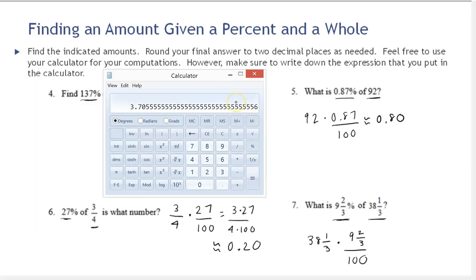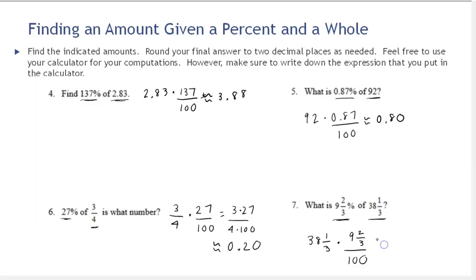Okay, so if you round too soon, then you're going to have round off error, so you don't want to round till the very end. So to 2 decimal places, the zero is in the hundredths place. Since this is a 5, we're going to round up to 3.71. So this is approximately 3.71.